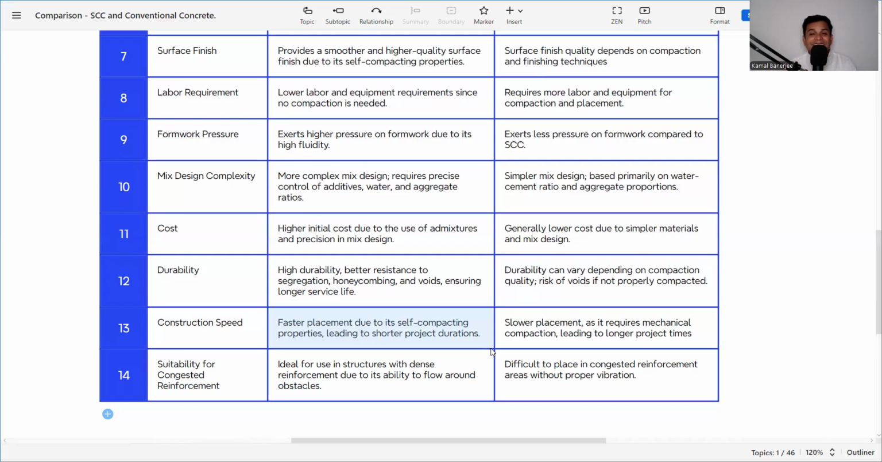But on the other hand, the conventional method is not that complex compared to self-compacting concrete. It's simply a mix design.